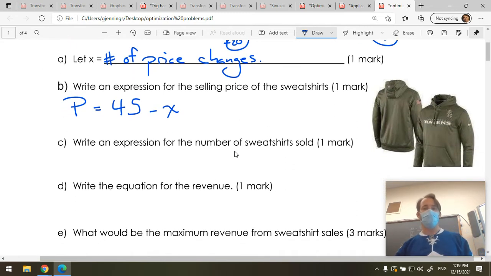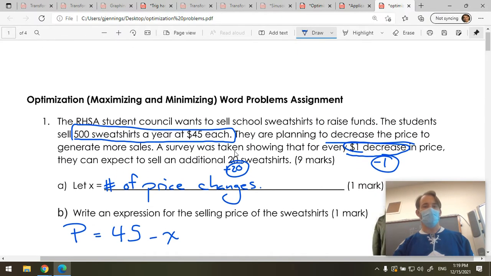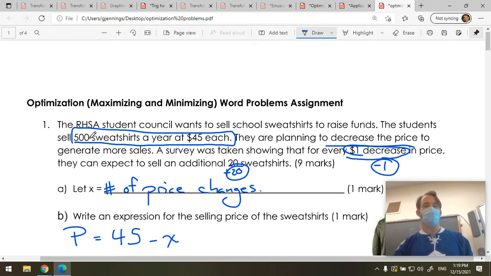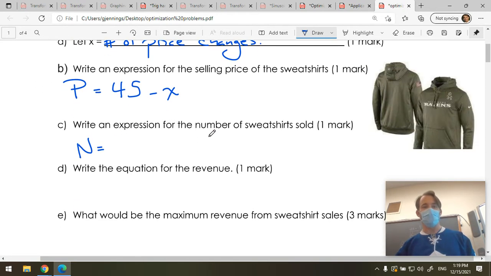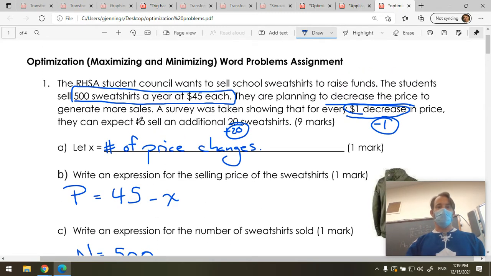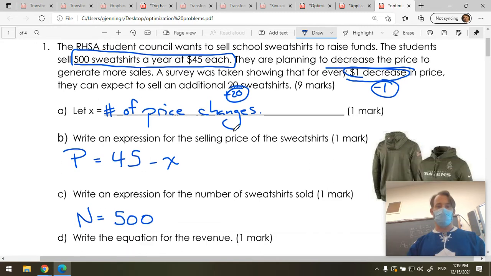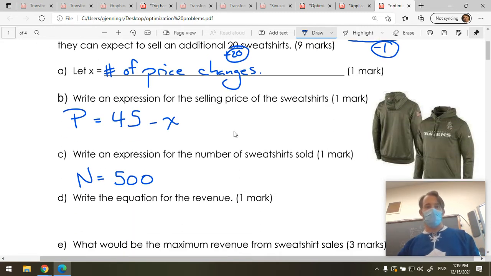If we have an expression for the number of sweatshirts sold, well, I'm going to call this n, and that's equal to an initial value. When x is 0, before they change the price, it's 500. So that's going to be 500 is our initial value, and then we're going to be adding some amount of sales every time we decrease the price. So every time they decrease the price, we sell an additional 20 shirts. So what's my equation here? 500 plus 20x. 500 plus 20x.